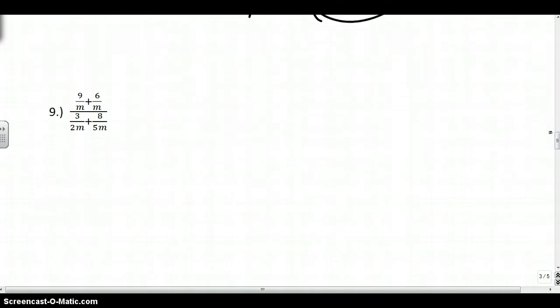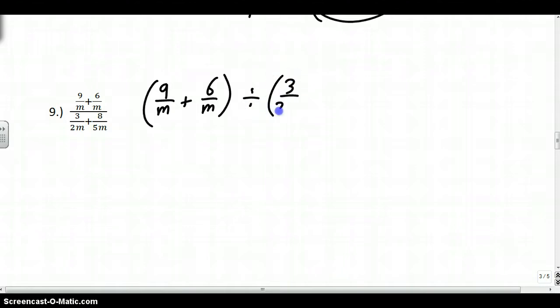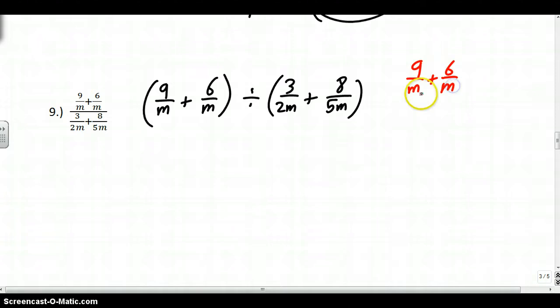Number 9, we have fractions over fractions again. So, we have 9 over m plus 6 over m divided by 3 over 2m plus 8 over 5m. Alright. Nifty little thing about this one, we have basically 2 problems again, right? But if you look at the first one, which is 9 over m plus 6 over m, they already have common denominators. You don't have to worry about finding a common denominator. That's just 15 over m. Okay, so that's convenient.